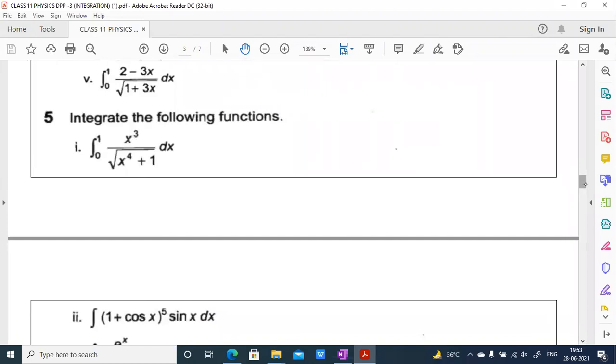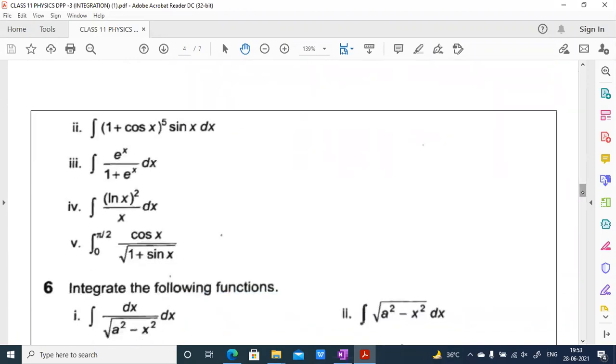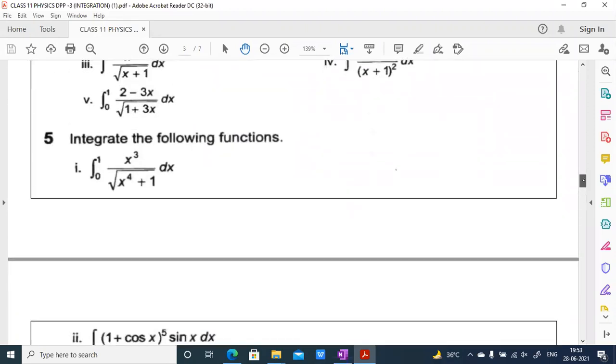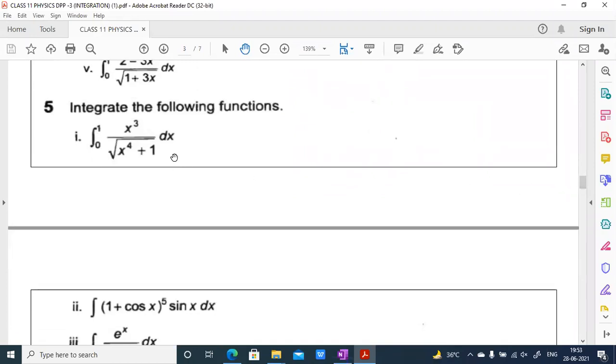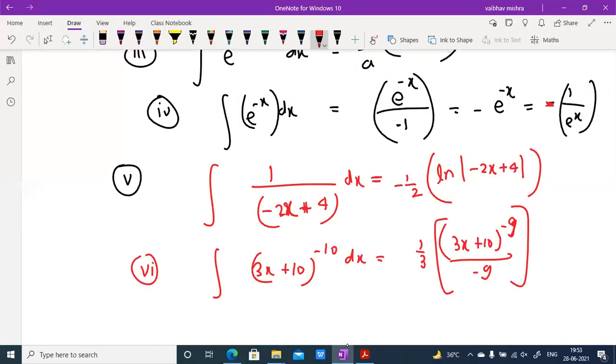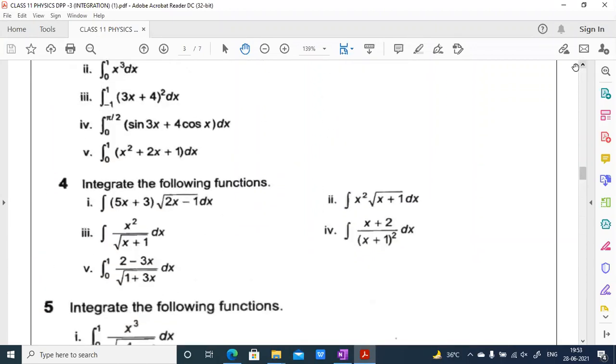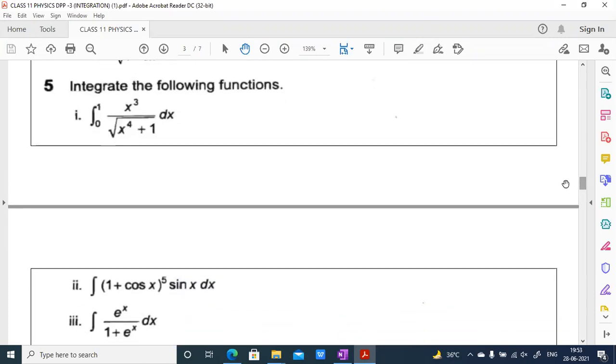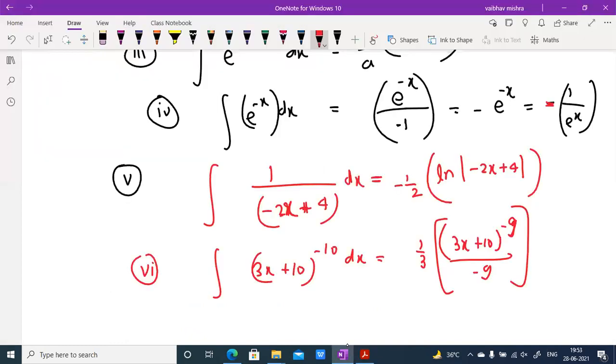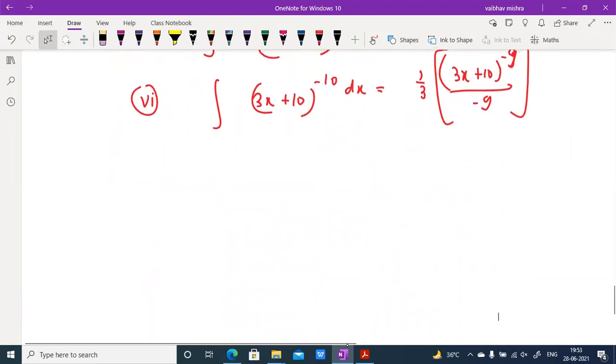Now, these questions like question number 5 are a little tricky, but I think we can do some of them so that we can get an idea how to solve these types of functions. This is a part of maths, by the way, so I don't expect that you will be able to solve. Most of you have not seen this, it is integration by substitution. So here none of these standard formulas will work. Integration of x cube divided by root of x to the power 4 plus 1.